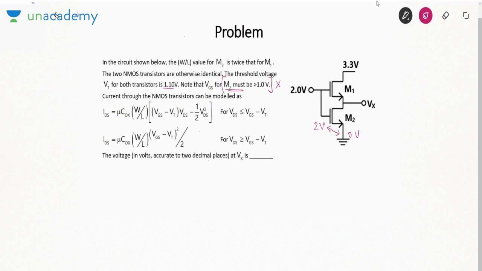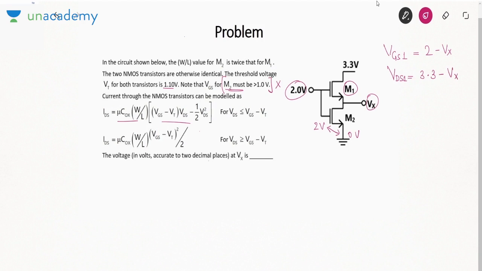Current through the NMOS transistor can be modeled as like this. So these are the equations that we generally study. It has given us directly those equations. We need to find the value of Vx. Okay. So again, let us start with the same method. First I'll talk about M1. Tell me the gate to source voltage for M1. The gate voltage is 2, source voltage is Vx. 2 minus Vx. What about drain to source voltage?